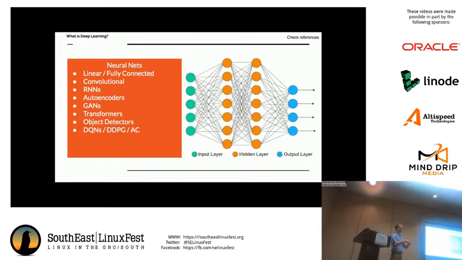So neural nets. There's no such thing as a single neural net or a single type of neural net. There's a lot of ways that you can go and take these neurons and stack them together. Once again, the main thing is that these are supposed to go and model how the brain works.